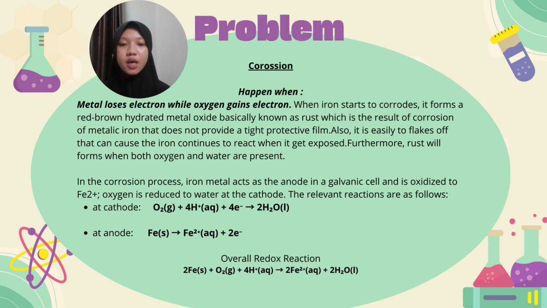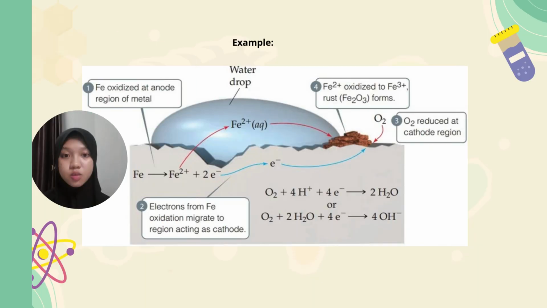Meanwhile, at the anode, Fe, which is iron, will lose its electrons and become Fe2+ plus 2 electrons. To sum it up, we will get the overall redox reaction, which is 2 moles of Fe, iron, plus O2, oxygen, plus 4H+ will form 2 moles of Fe2+ plus 2H2O. Let's move to the example of the corrosion process.